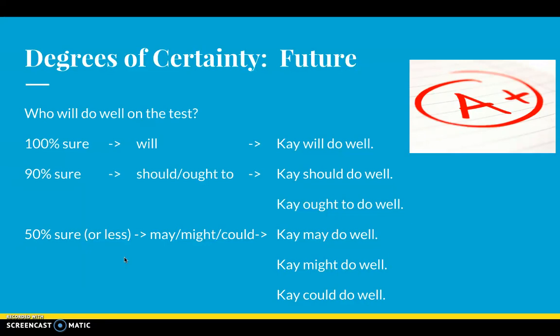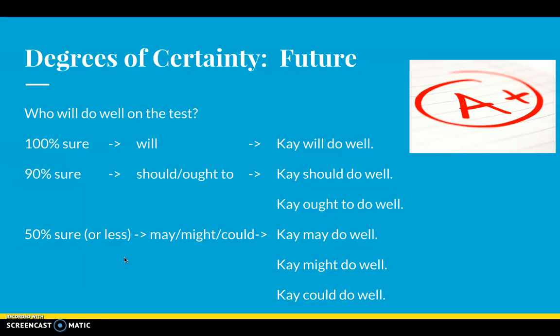If we're about 90% sure, we can choose should or ought to. Kay should do well. Kay ought to do well. We're saying that we expect Kay to do well, based on what we know, based on our evidence, whatever that may be. We know that Kay has studied, so Kay should do well.